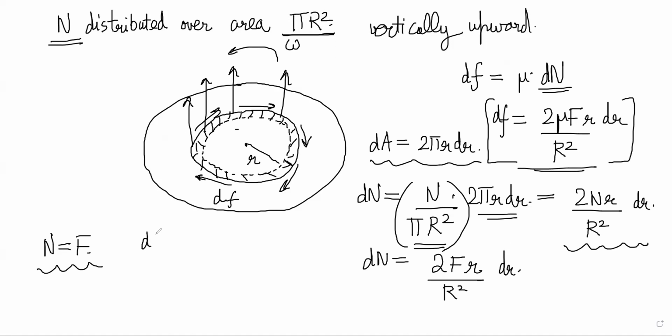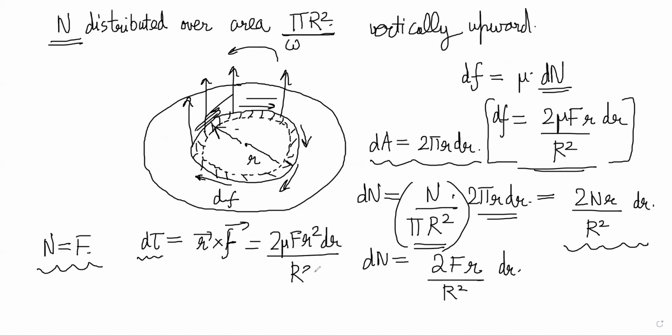Now, what is the torque due to this friction? The small torque would be R cross dF, and you can see that the friction is always perpendicular to the R vector. The R vector is radial and this is tangential friction. So we don't have to worry about the cross product so much. This becomes basically 2 mu F r square dr by capital R square. This is the small torque, right?